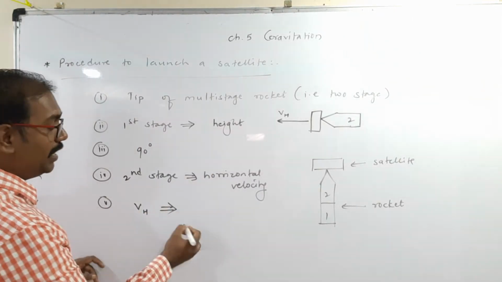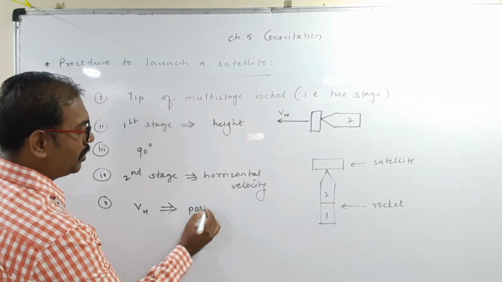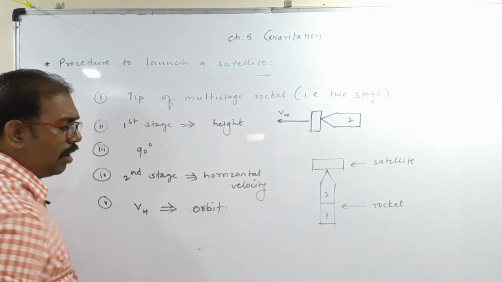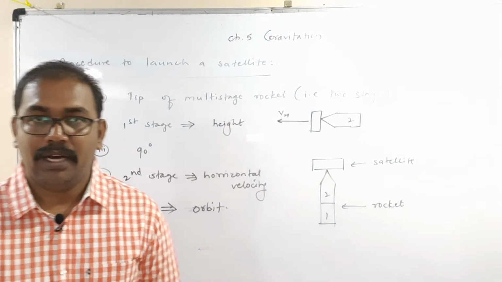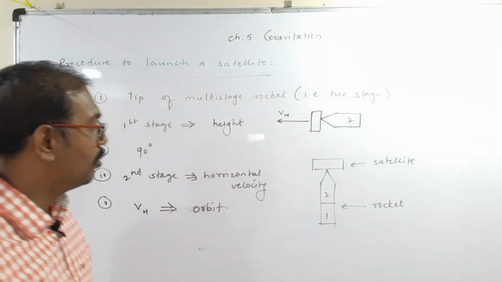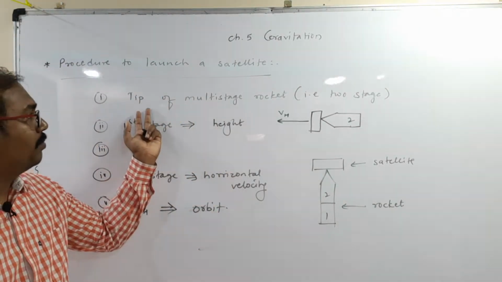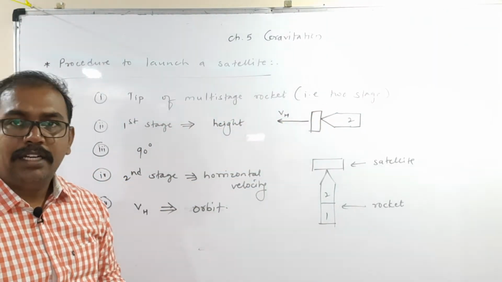VH decides the nature of the orbit, or decides the possibility of the orbit. How the satellite rotates is decided by this horizontal velocity. I hope everyone understood the procedure to launch a satellite. Remember, this is a simple procedure. It is launched by a multi-stage rocket, that is, a two-stage rocket. Then you have to write the use of the two stages.